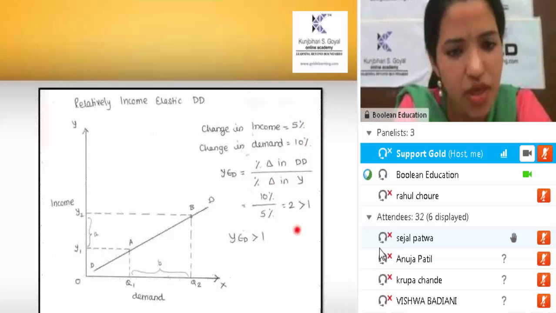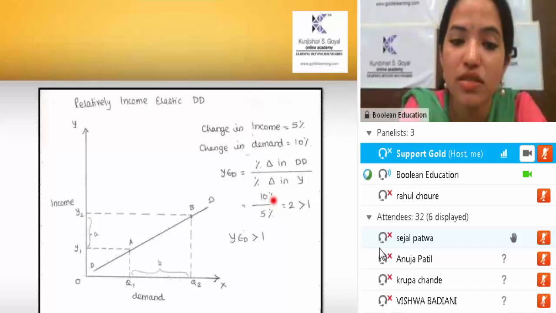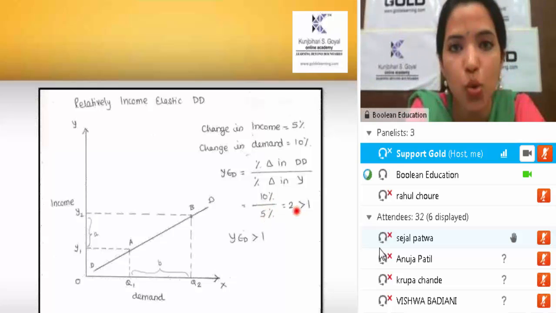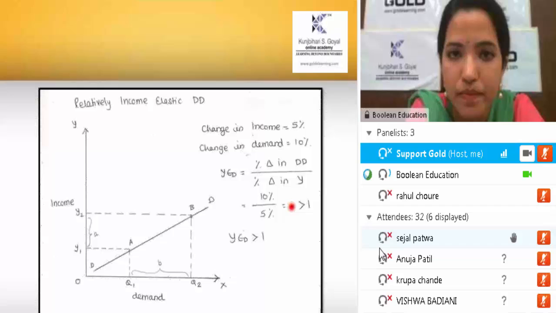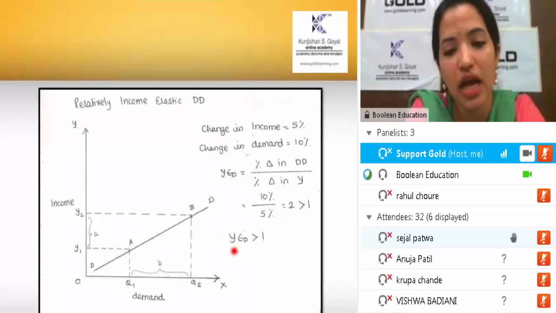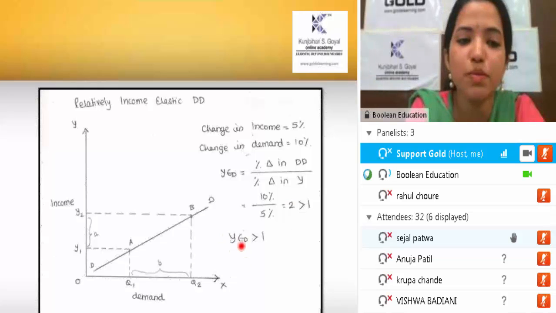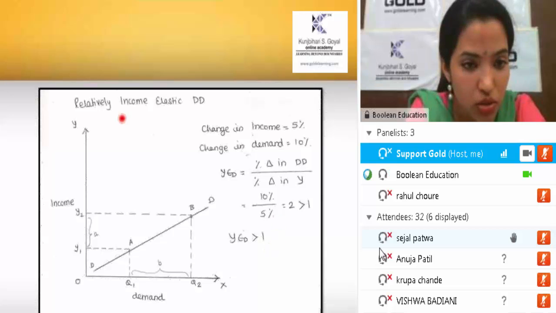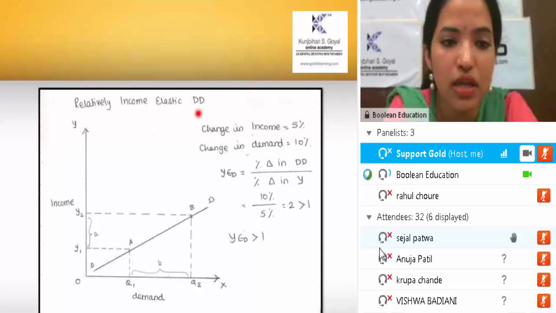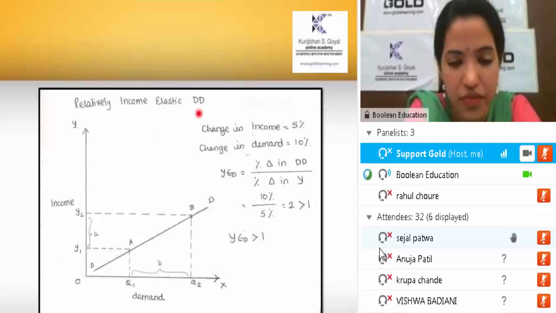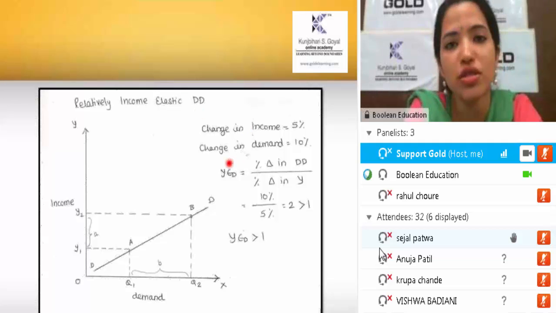So, let's put this in the formula. We get answer 10 by 5. We get 2. 2 is greater than 1. Hence, here we say that elasticity of demand will always be greater than 1. So, this is known as relatively income elastic demand. इसका example हम क्या कहेंगे? Luxurious commodity.